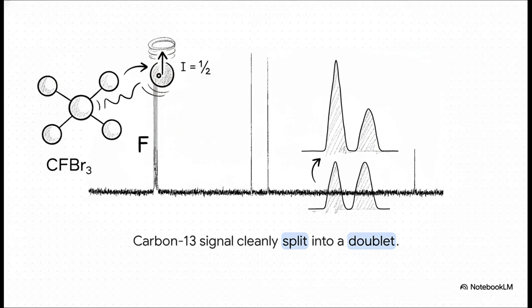Even when the proton decoupler is completely turned on, the fluorine atom is still stubbornly coupling to the carbon-13. Why? Well, because fluorine-19 has a nuclear spin of 1/2, just like a standard proton. It follows the exact same n+1 rule we're used to. So with one attached fluorine atom, the carbon-13 signal is cleanly, beautifully split into a doublet.